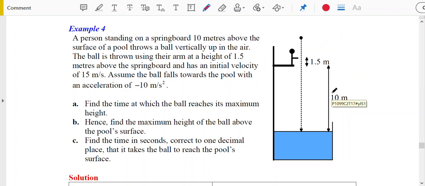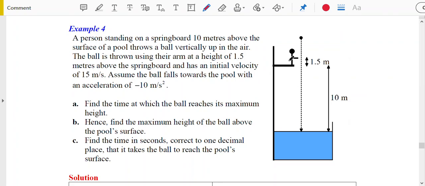So 3 questions. Find the time at which the ball reaches its maximum height. Hence, find the maximum height of the ball above the pool surface. And then finally, find the time in seconds correct to 1 decimal place that it takes the ball to reach the pool surface. So we've got a diagram on the side here that explains this situation.